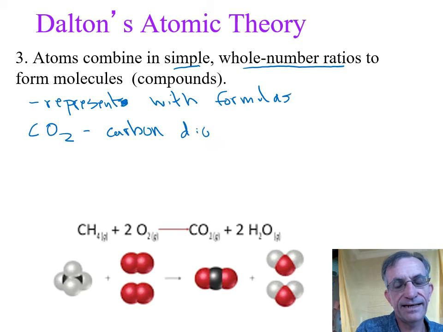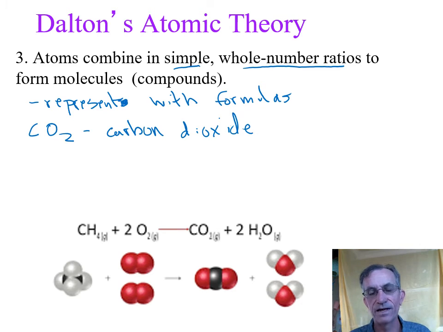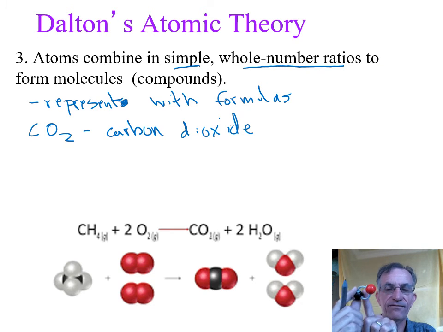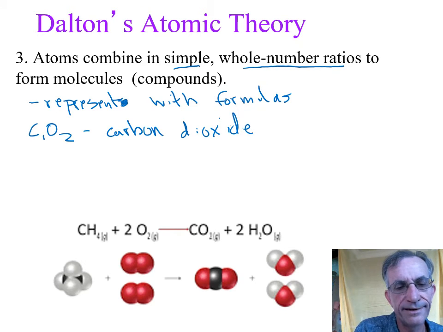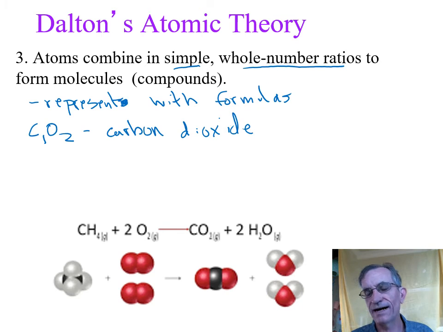Now, if we look at it, it has a makeup just like Dalton said. Atoms get together, and they always get together in a simple whole number ratio. So for every one carbon, for every one black sphere, there are two red spheres. That's what I mean by a simple whole number ratio. For every one carbon, and if there's not a subscript, it's a 1, there are two oxygens.